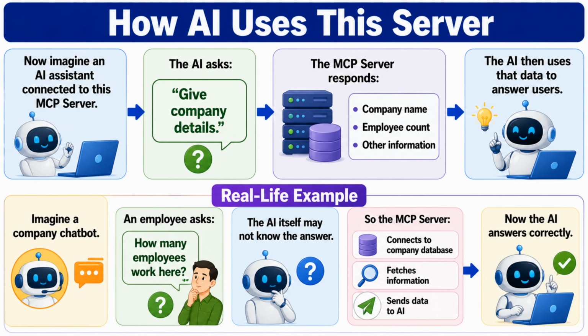Now we will see how AI uses this server. Now imagine an AI assistant connected to this MCP server. The AI asks, give company details. The MCP server responds with company name, employee count, and other information. The AI then uses that data to answer users. Now we will see a real life example. Imagine a company chatbot. An employee asks, how many employees work here? The AI itself may not know the answer. So the MCP server connects to the company database, fetches the information, and sends the data to the AI. Now the AI answers correctly.